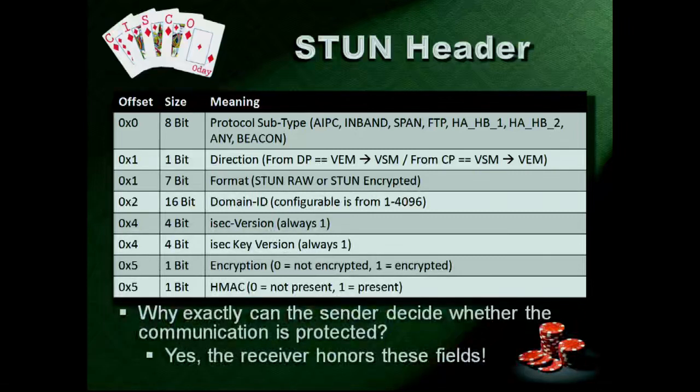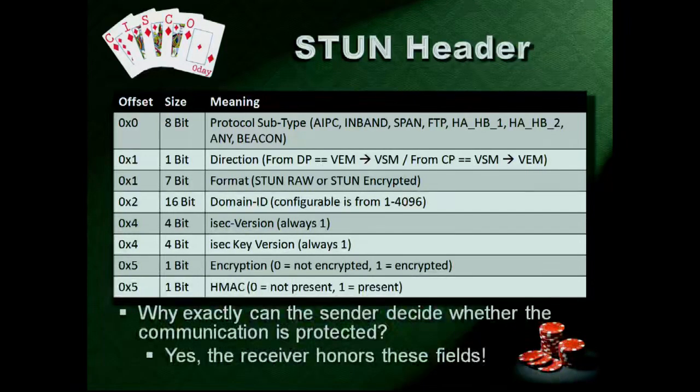You look at the protocol and you see, okay, there are different types of transfer and subtypes. The one that immediately caught my eye was FTP. Good, fine. So there's a direction: is this from the VSM to the VEM or the other way around? What format is it? There's 7 bits to encode 2 states, raw or encrypted. There's a domain ID, which means which switch do I actually belong to, and there's an ISAC version. ISAC is the encryption that they use. The version is always 1.